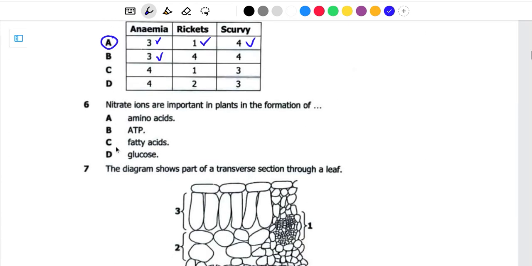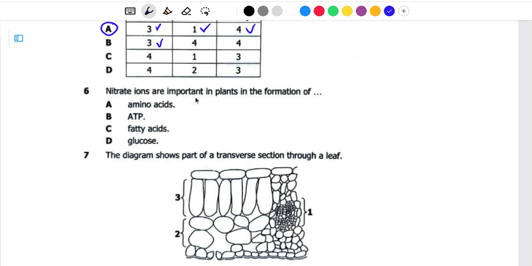Then question C saying nitrate ions are important in plants in the formation of. So nitrate, they have nitrogen. So you need to look at the compound here which has nitrogen. ATP doesn't have nitrogen, fatty acid doesn't have nitrogen, as well as glucose doesn't have nitrogen, because glucose has carbon, oxygen and hydrogen. Fatty acid has just carbon, hydrogen as well as oxygen.